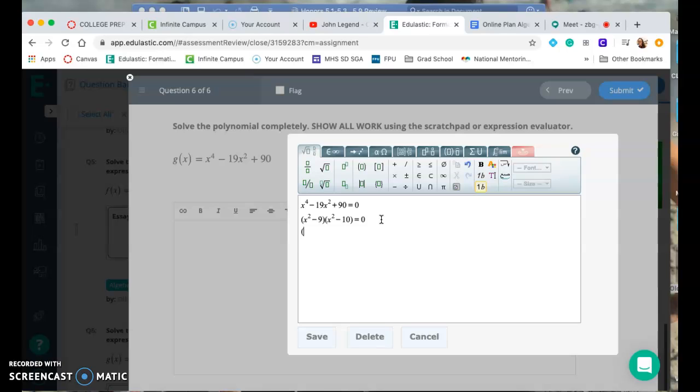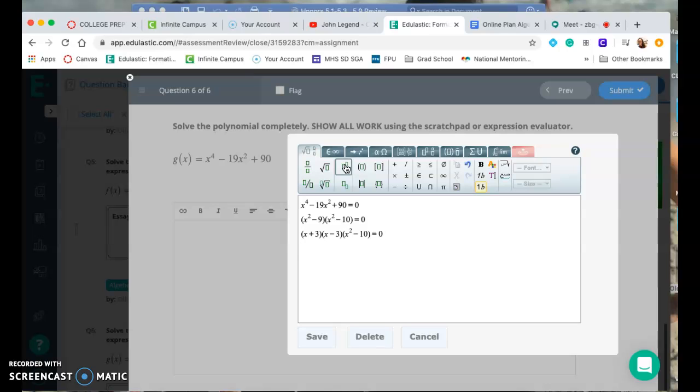X squared minus 9 is the difference of two squares. It's going to factor to be x plus 3, x minus 3. And then I'm going to hit enter. x squared minus 10 is not factorable, so I'm going to leave that how it is.